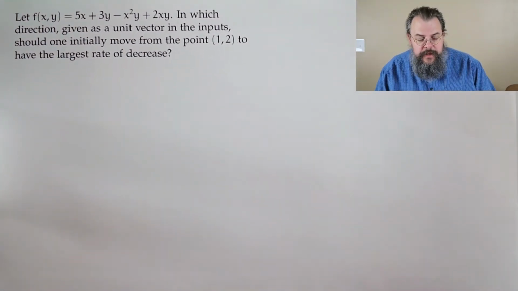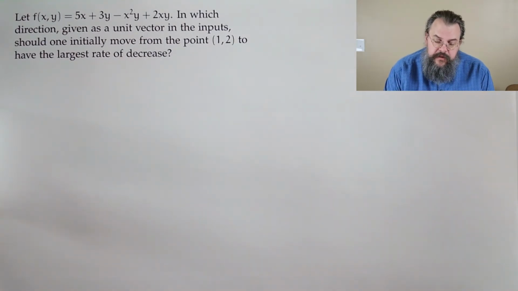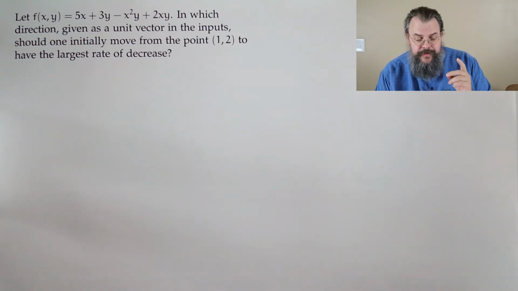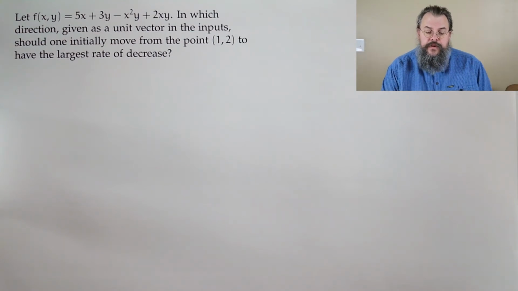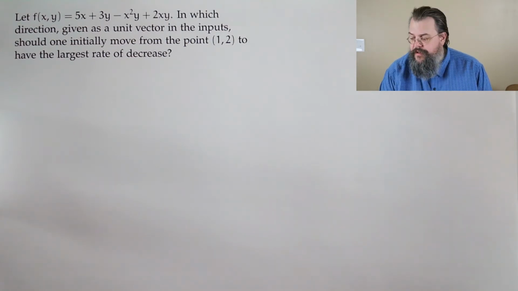Suppose f of x, y is 5x plus 3y minus x squared y plus 2xy. In which direction, given as a unit vector, in the inputs, should one initially move from the point (1, 2) to have the largest rate of decrease?